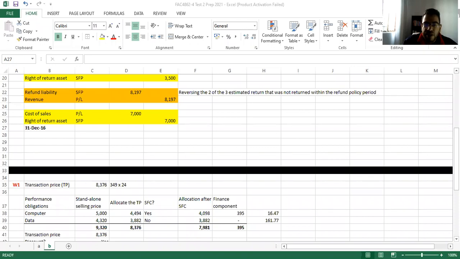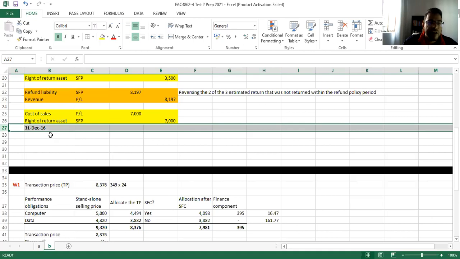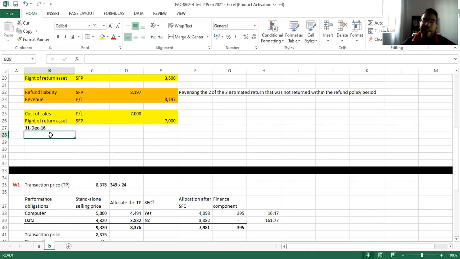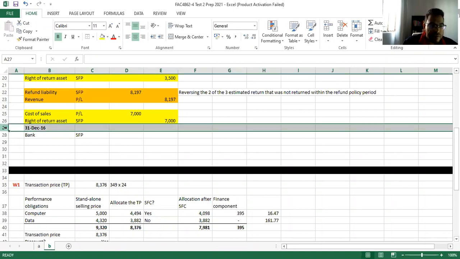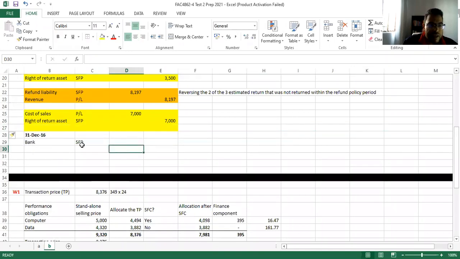Now we will deal with the cash amount. Now we will deal with the money that's being received. So on 31 December, money is coming in, cash is coming in. We take cash to bank. So bank is increasing. Bank is an asset. Assets increase on the debit side. So we're going to debit bank. Bank is SFP. We're going to debit bank with the monthly premium.